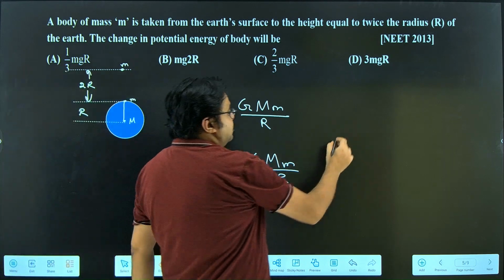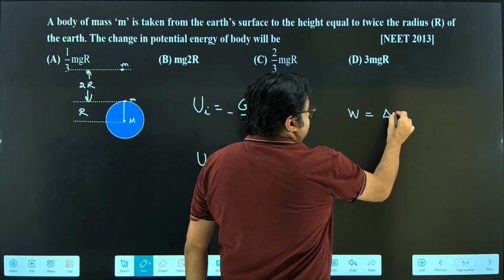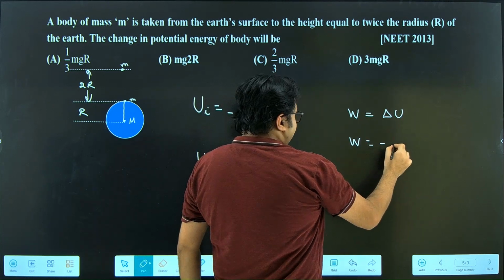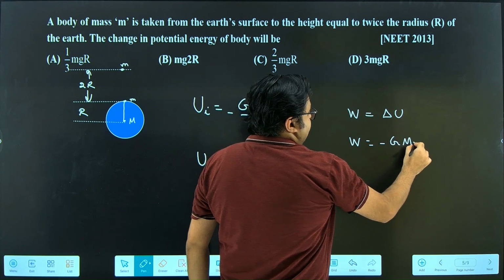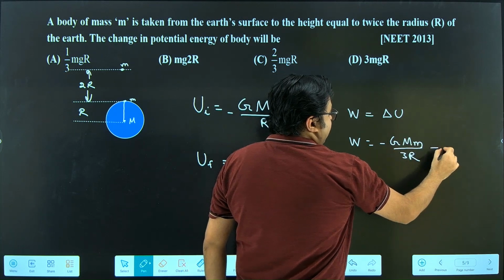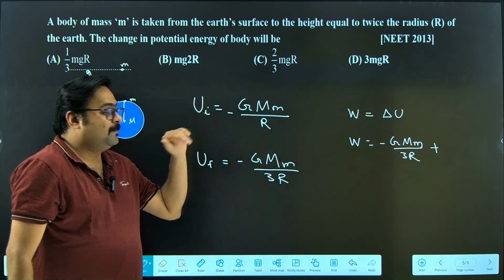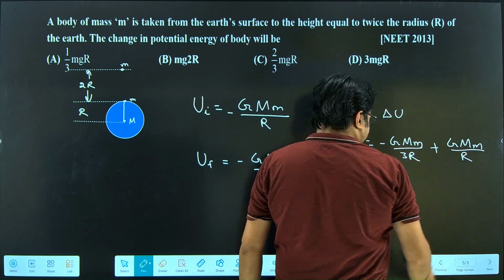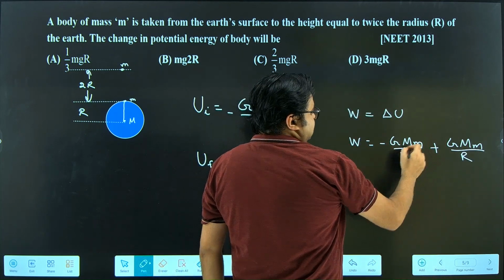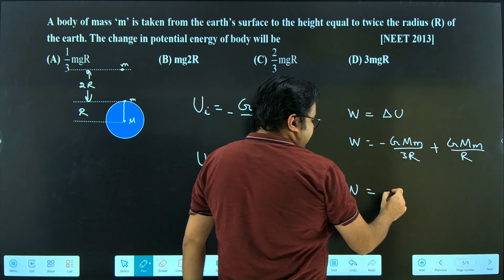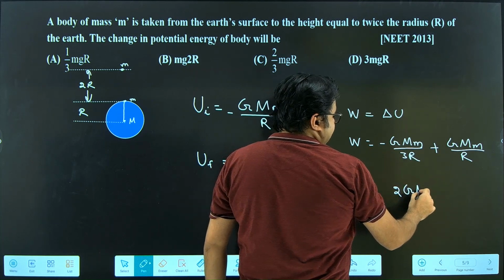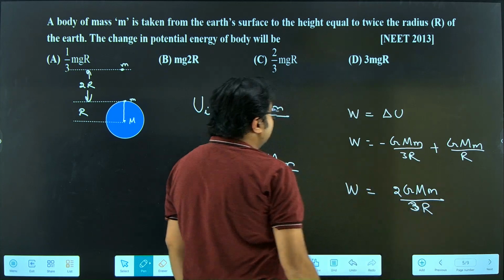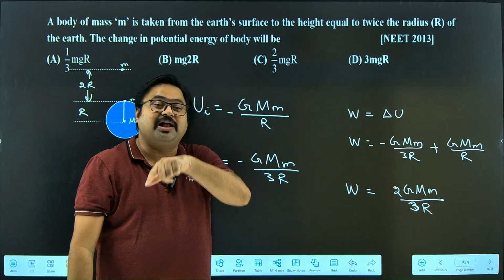If now you want to calculate the work done, it would be equal to the change in potential energy. The change in potential energy is final minus initial. Final is minus GMm divided by 3R. Minus of minus becomes plus GMm divided by R. So all you will have is 1 minus 1 by 3, which is 2GMm divided by 3R. This is the answer you get, but then you have to express it in terms of small g.